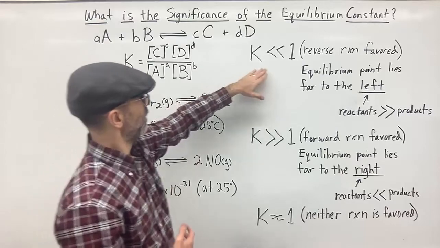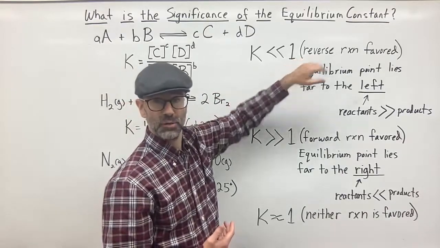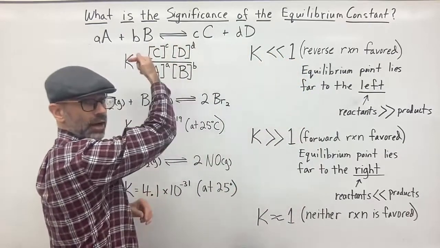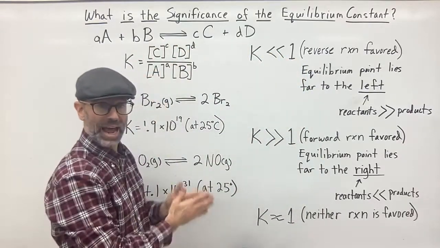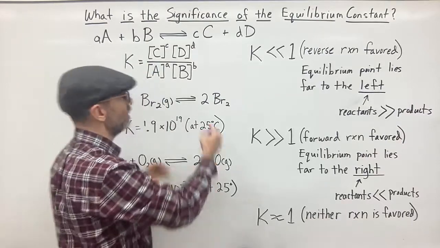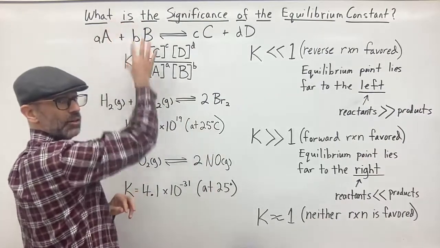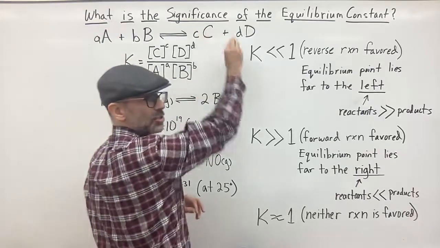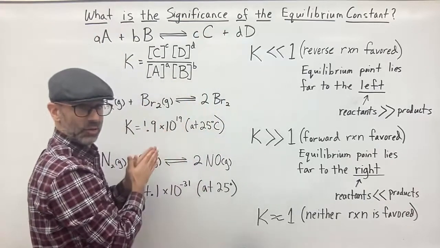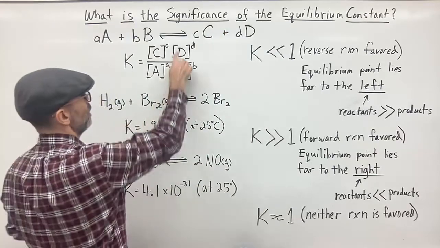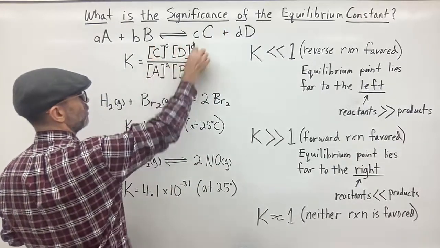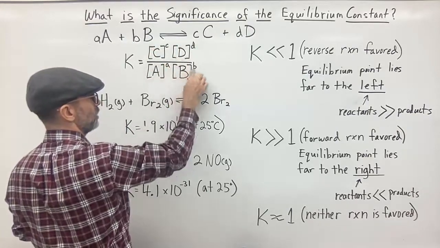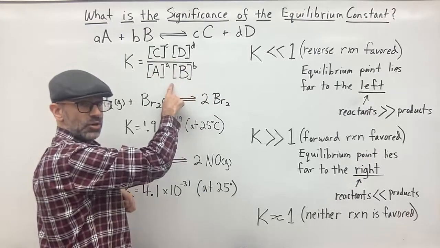And what does that mean? It means that the reverse reaction is favored. The reaction going this way is going to be favored at equilibrium, meaning that you're going to have a lot of reactants left and not so much product at equilibrium. So the top part is going to be small. The numerator is going to be relatively small compared to the denominator, which is your reactants.